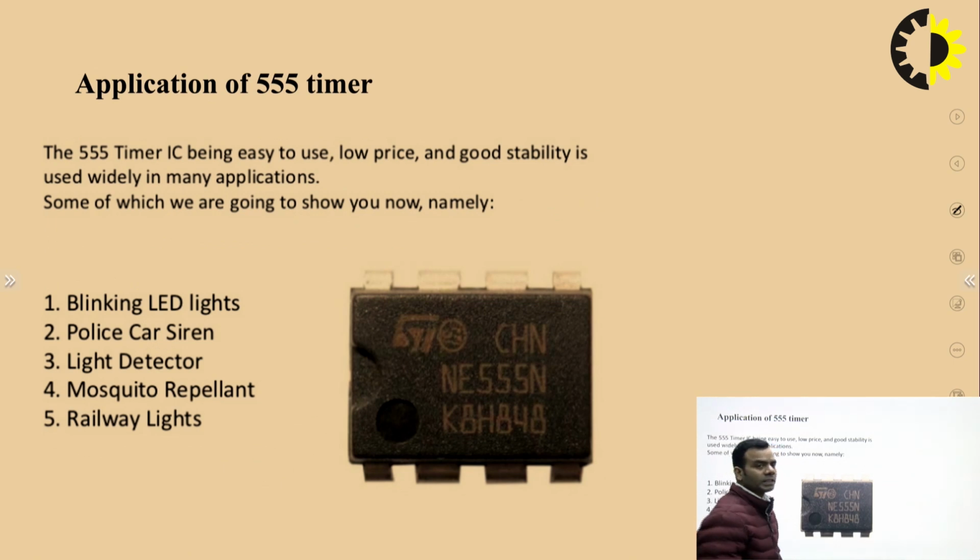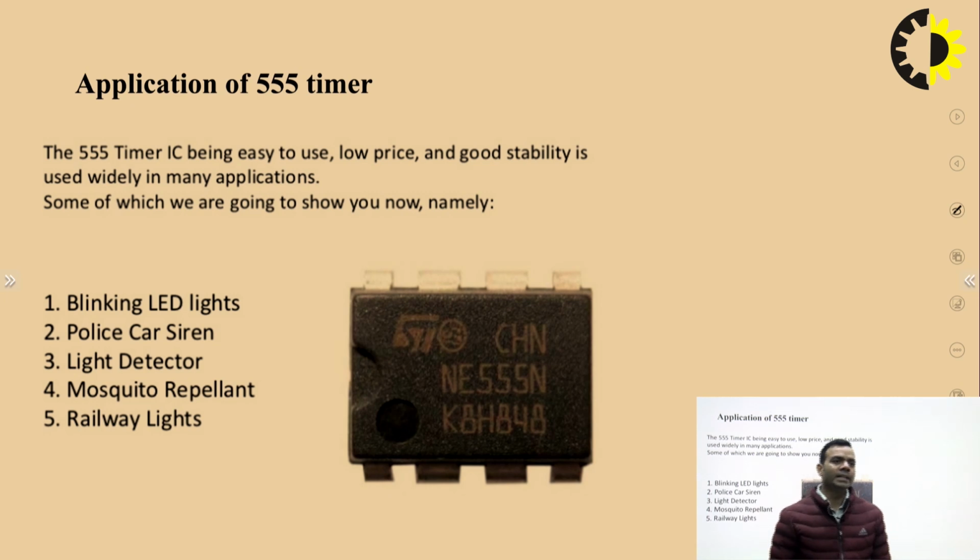These are the various applications of 555 timer IC, like blinking LED light, police car siren, light detector and mosquito repellent and railway lights. 555 timers are generally used for these applications. However, 555 timers have several other applications too.